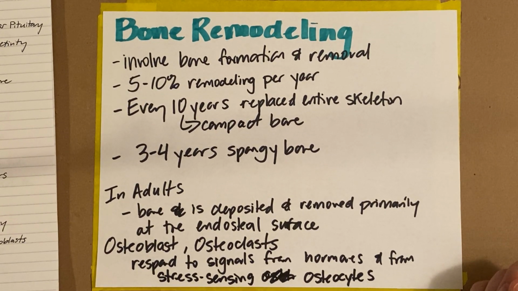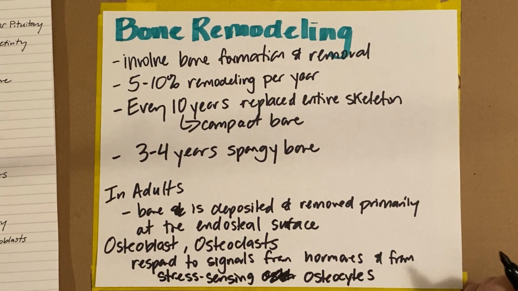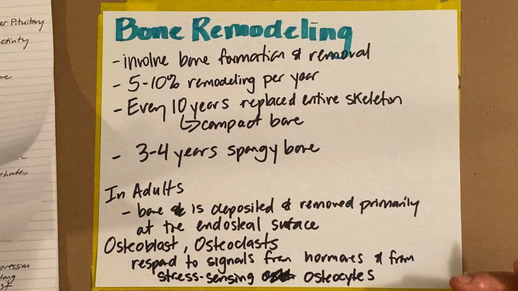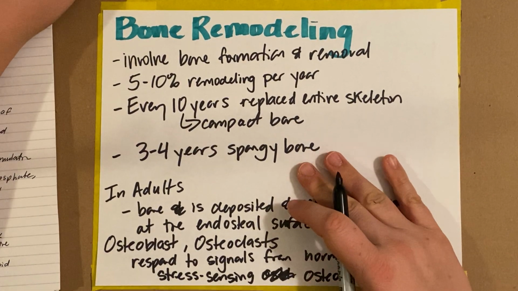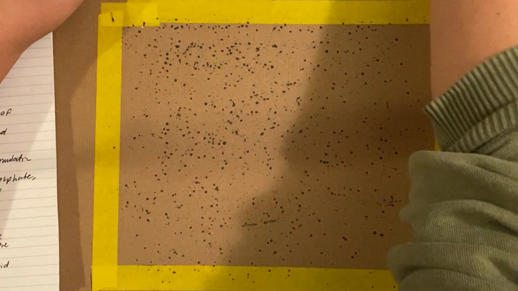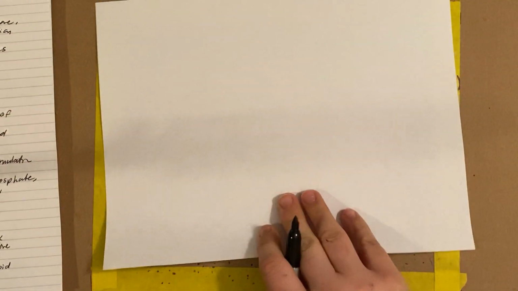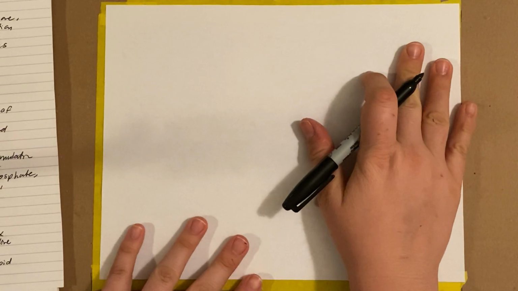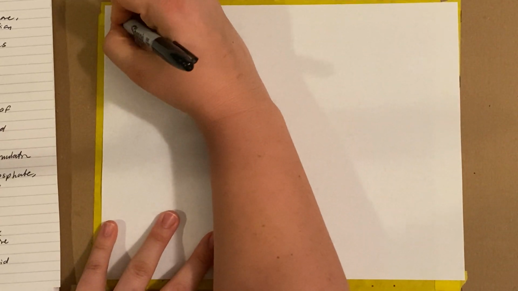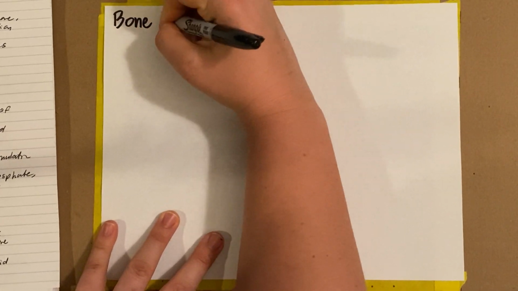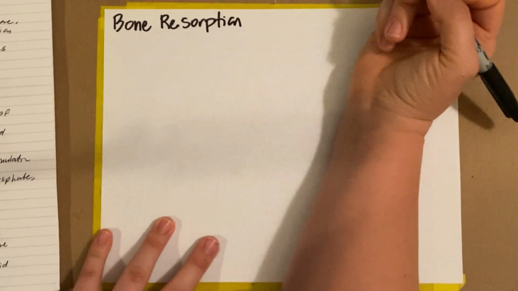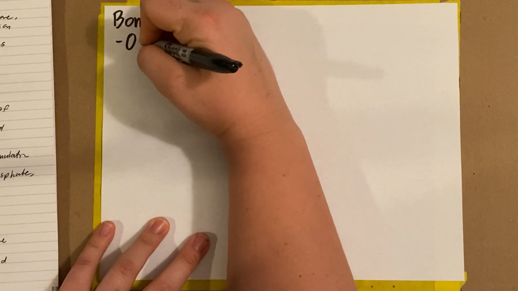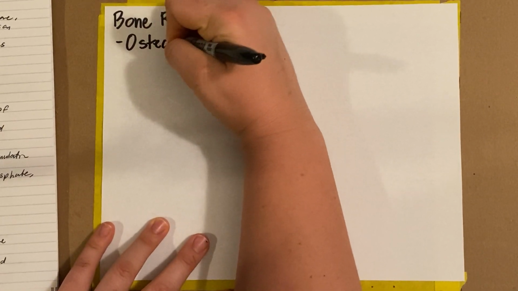One thing is that remodeling does not occur uniformly. Different parts of the bones will remodel at different rates and at different times. When we're talking about bone remodeling, we have to talk about bone resorption, resorbing all of the different parts. This is mainly a job of the osteoclasts.